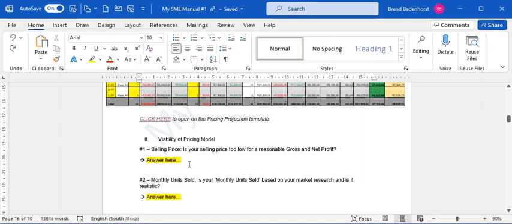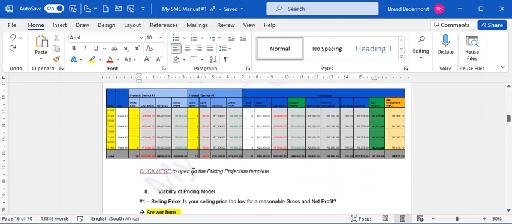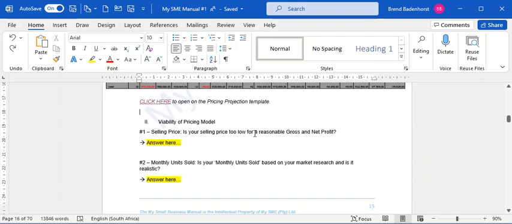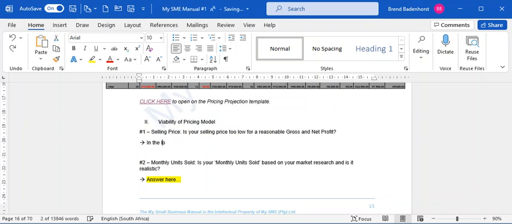Right, there you go. Now there's some key questions you need to answer about your model, and I'm forcing you to address every single thing. The viability of the pricing model. Number 1, is your selling price too low for a reasonable gross and net profit? I would say in the long run, yes.